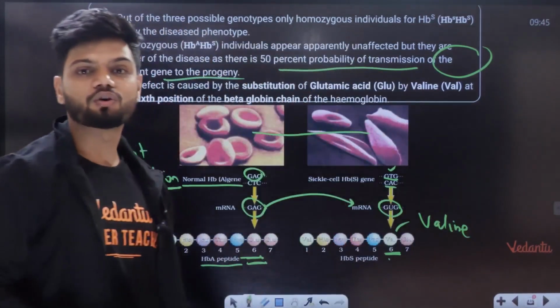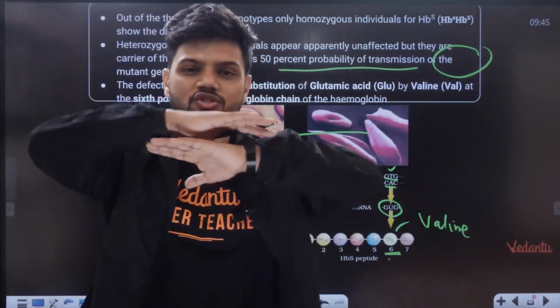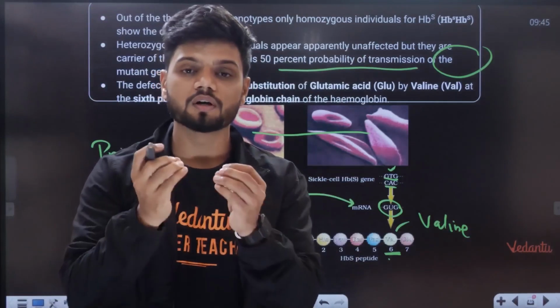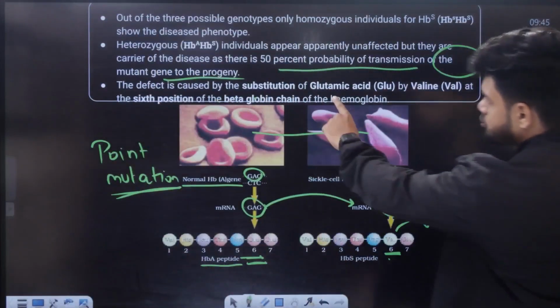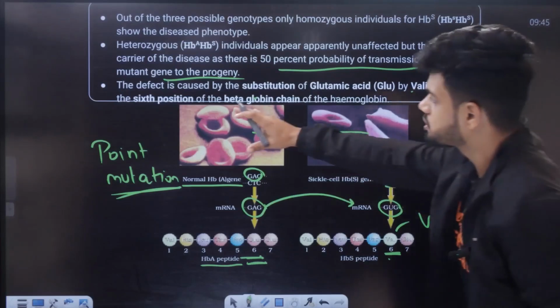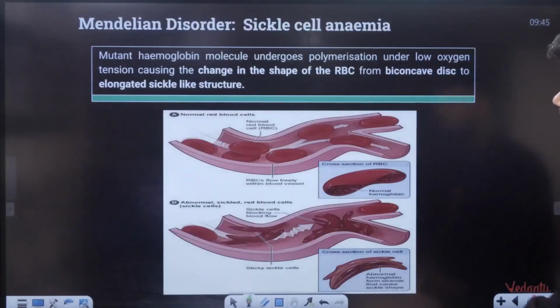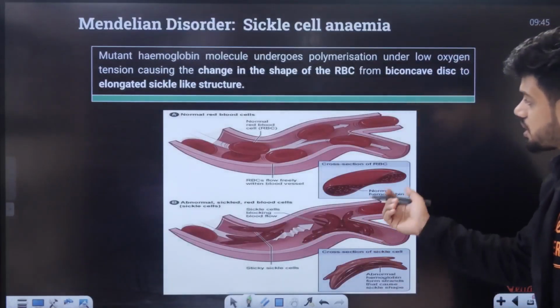Now such a change will cause a complete change in the structure of the hemoglobin. Because of this, the defect is caused by substitution of glutamic acid by valine at the sixth position in the beta globin chain of hemoglobin. That is causing the change in the complete shape of hemoglobin.